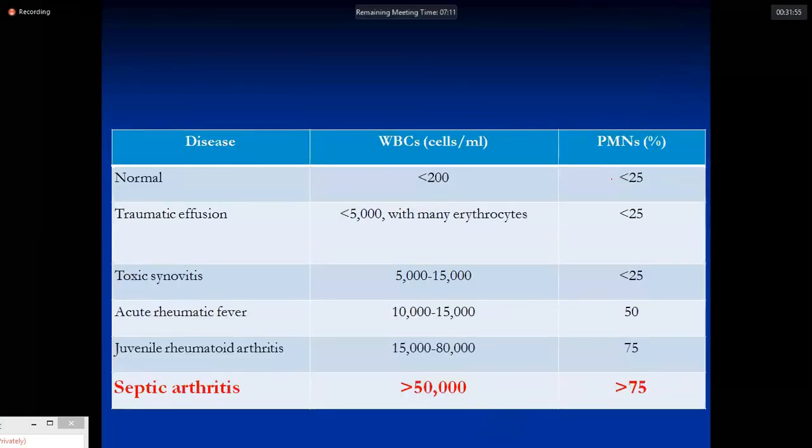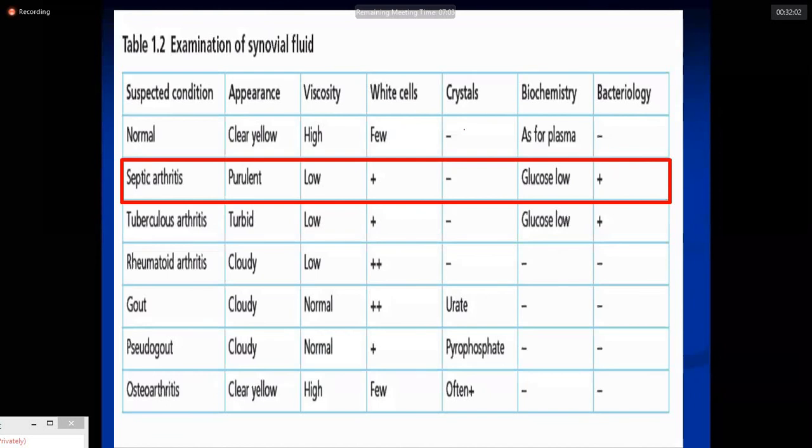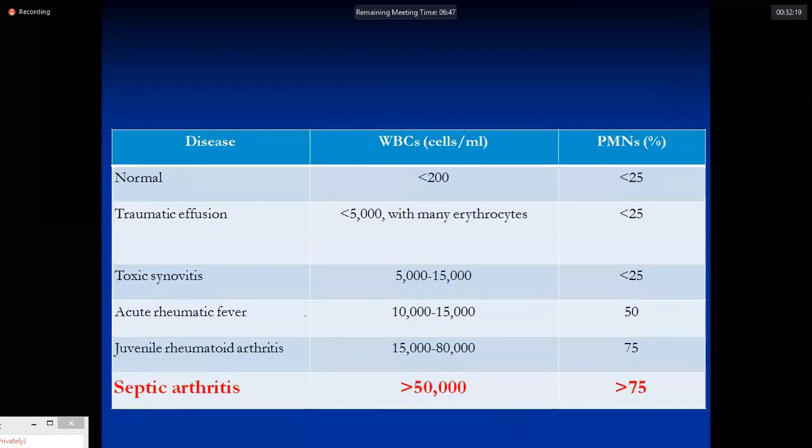Again, examination of synovial fluid in terms of cells. Okay. In this, if you see the contrast, the normal is clear yellow with high viscosity and few white cells. Similarly, in this case, in normal the cell count is less than 200. In septic arthritis, it goes beyond 50,000.